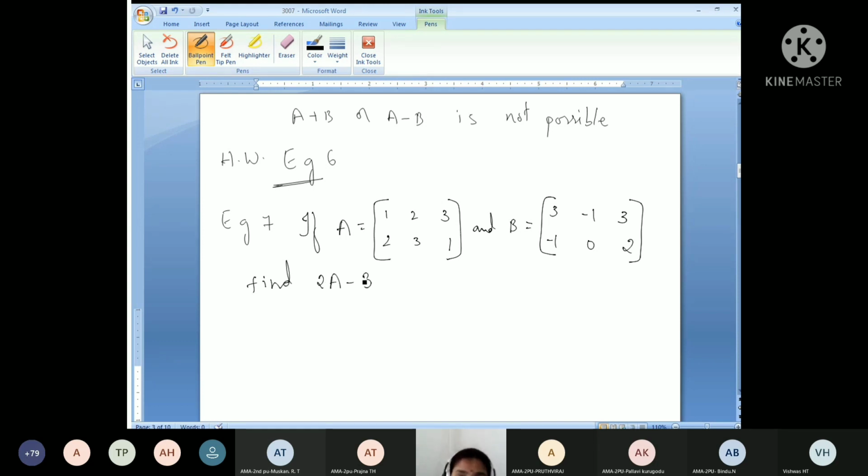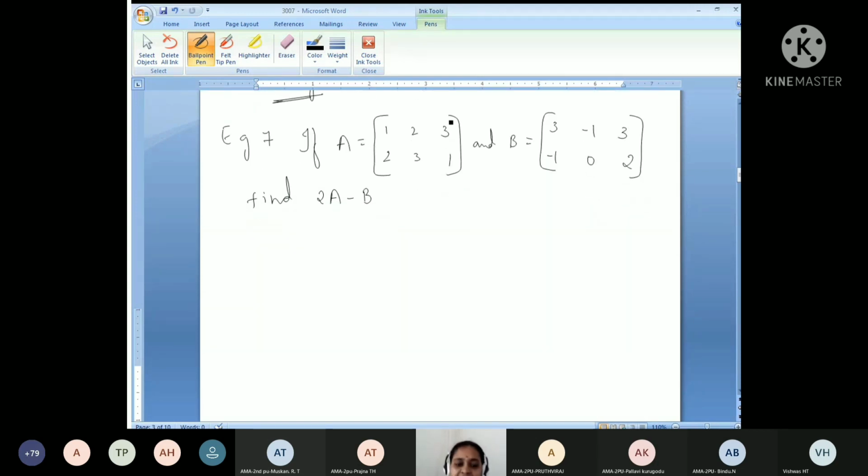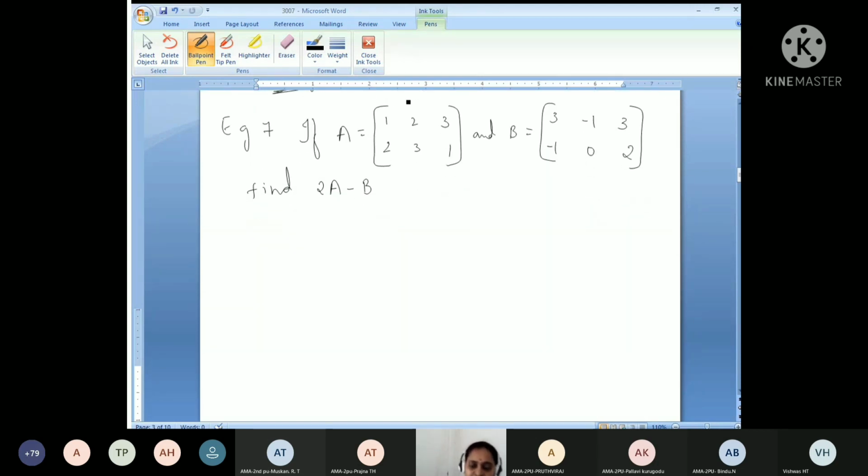I hope you understood. Someone has even written the solution for this. Very good. Very good. With their own interest they have solved this. Very good.